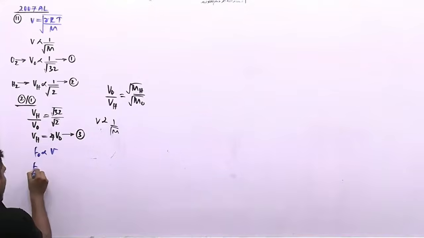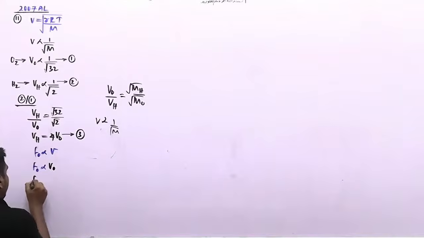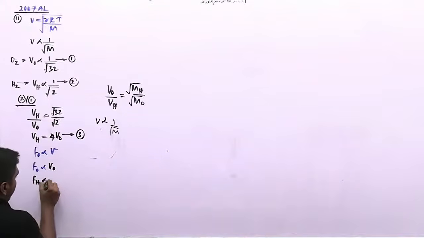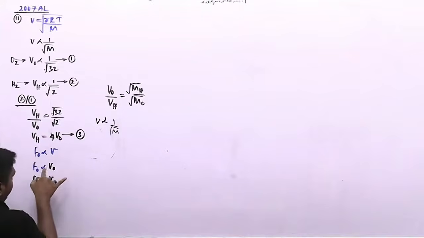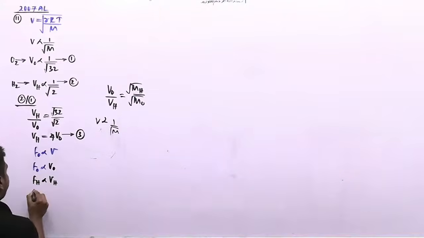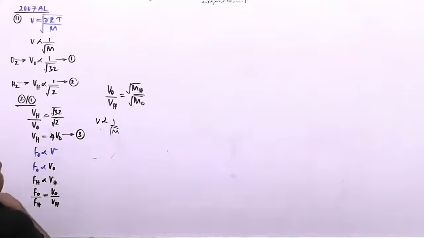Fundamental frequency in oxygen is proportional to velocity of sound in oxygen. Fundamental frequency in hydrogen is proportional to velocity of sound in hydrogen. If you divide them, there are different ways. If you divide them, what are you getting? F naught to FH must be equal to what? V naught to VH. What is the answer?